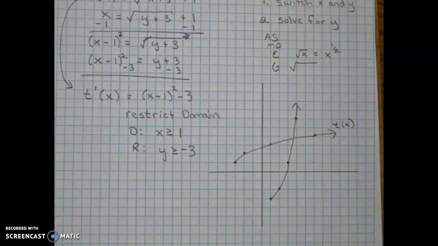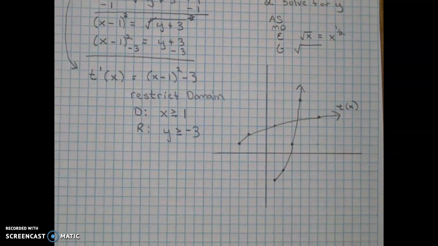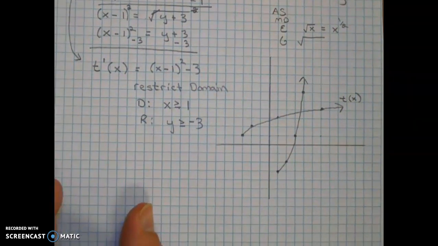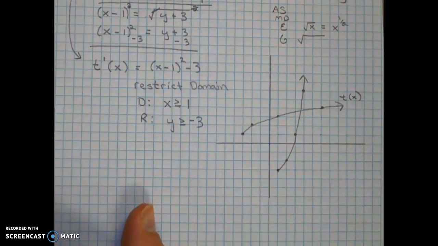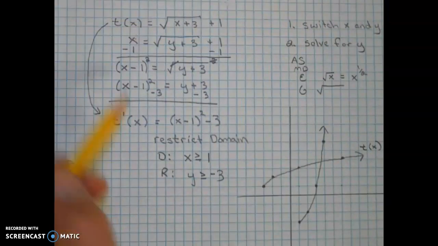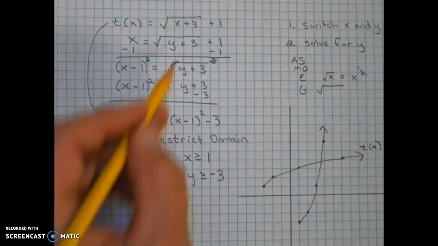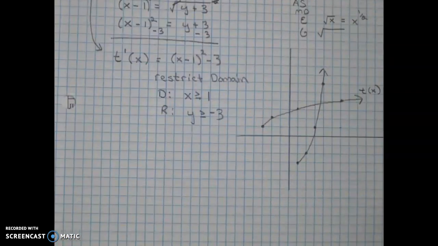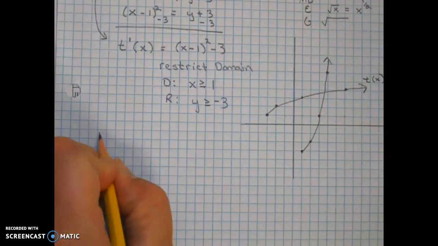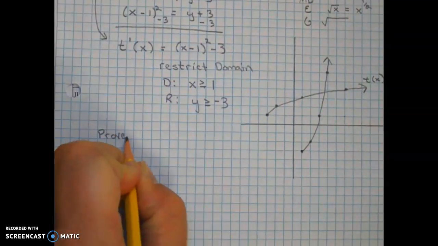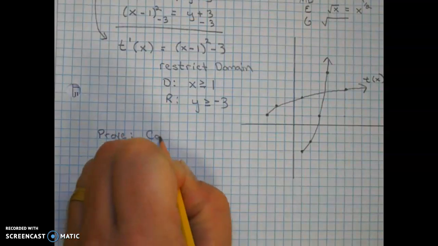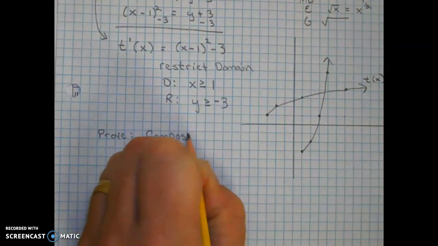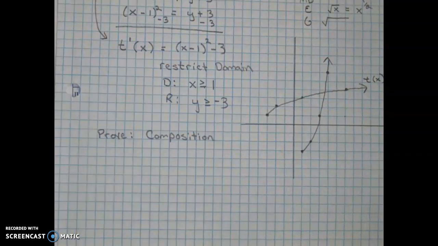All right, now let's move on to the second part. This is kind of a review from yesterday's video. Now we're going to prove that t of x and the inverse t of x are indeed inverses of each other. So to prove it, we're going to use composition. Now we learned composition first semester, but we'll review it right now.